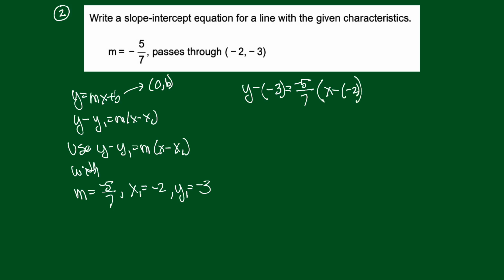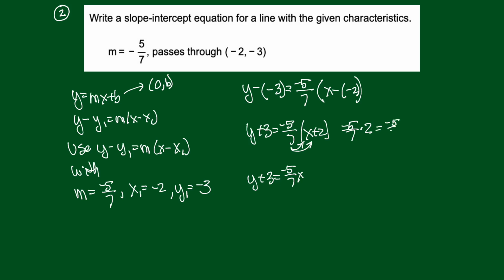Let's get rid of all those negatives. So we'll get y plus 3 equals negative 5/7 x plus 2. And now we'll distribute. So this will give us y plus 3 equals negative 5/7 x. Now, here's how I see this. I'm going to take negative 5/7 times 2. Now, if I'm dealing with fractions, I'll make everything a fraction. So how about negative 5/7 times 2 over 1? Nothing cancels, so I get negative 10/7.